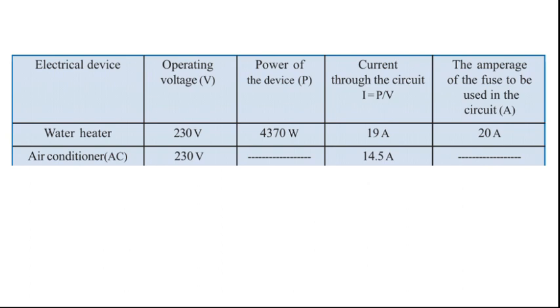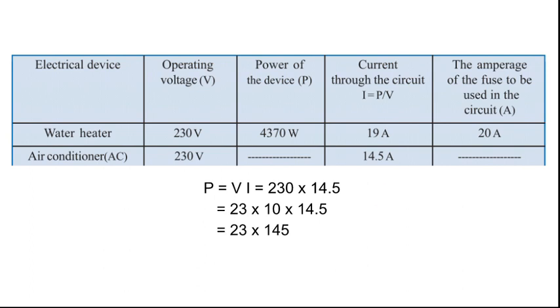Now second one, air conditioner. The operating voltage is 230. Power of the device is not given. Current through the circuit is 14.5 ampere. Here power can be calculated as P equal to VI. P equal to VI equal to 230 into 14.5. So 230 can be rewritten as 23 into 10. So now you may multiply 14.5 by 10. So you are getting 23 into 145 equal to 3335 watt.